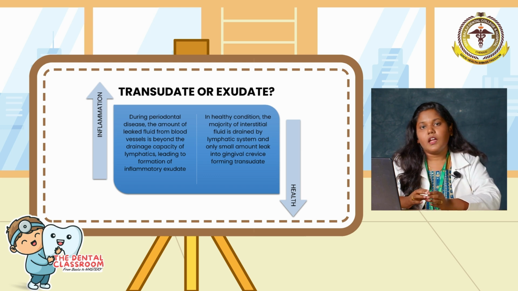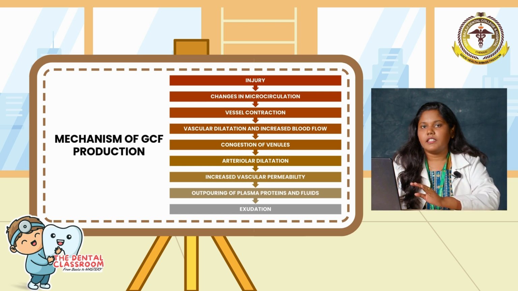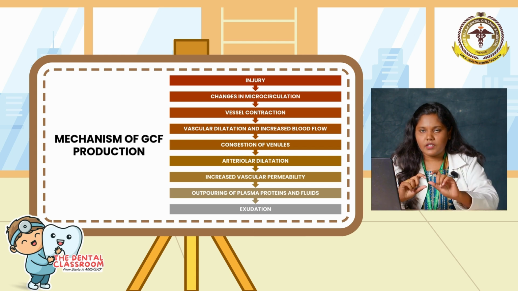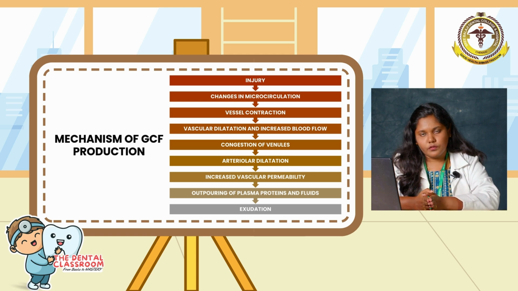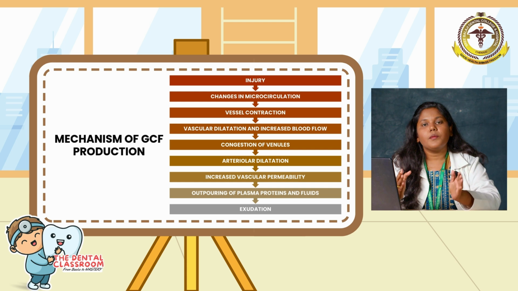Now we are going to see how the GCF is produced. As I was telling you earlier, when there is a mechanical or bacterial irritation, changes occur inside the microcirculation. There will be momentary vessel contraction. When the vessels contract, the venules will get congested whereas the arterioles will get dilated. When arteriolar vasodilation takes place, the vascular permeability of the arterioles will also increase.